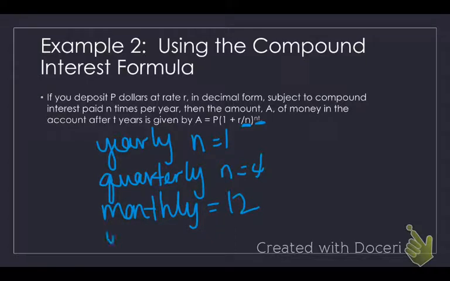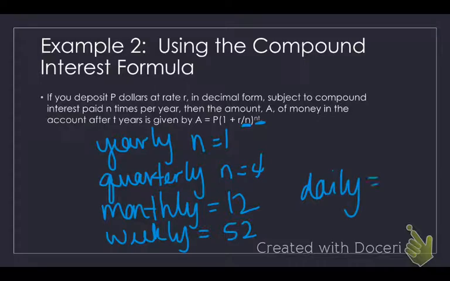If it's compounded weekly, that'd be cool. There are 52 weeks in a year. Or there are even some that are compounded daily, and that would be 365. But I think your book, for the most part, at least when you do Math Excel, will have you use 360 days in a year. I don't know why they do that. They just do. So anyway, make sure you make a note of that. N stands for the number of times it's compounded.